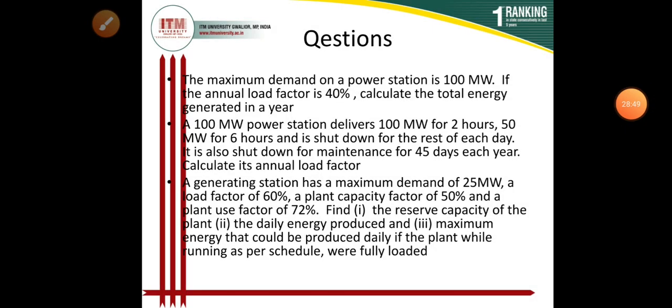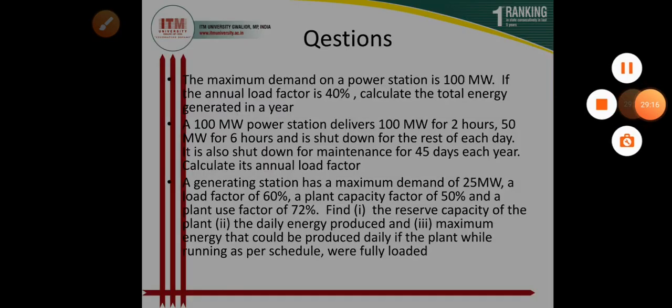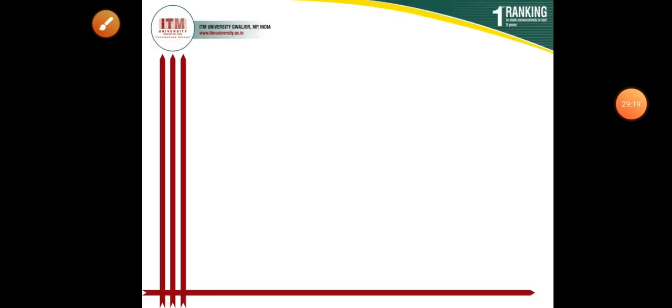Now coming to discuss some questions and their solutions. Our first question is: the maximum demand on a power station is 100 megawatt, and if the annual load factor is 40%, calculate the total energy generated in a year. So this is our first question. You have to go for the solution. So, solution to our first question.